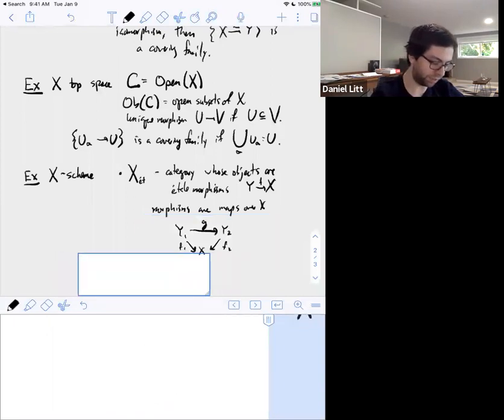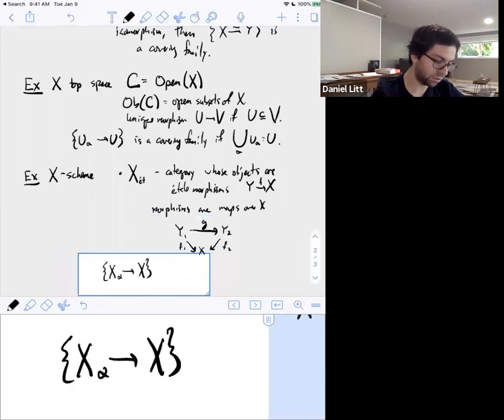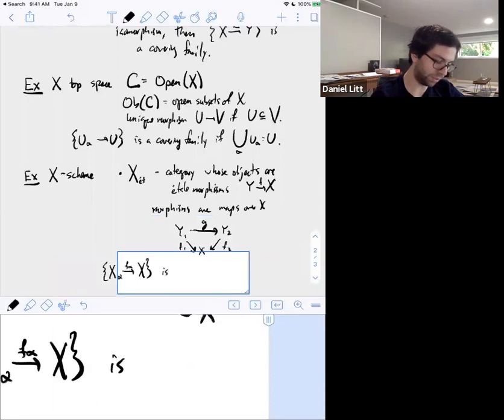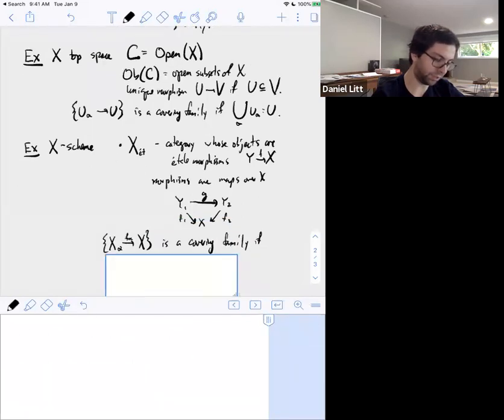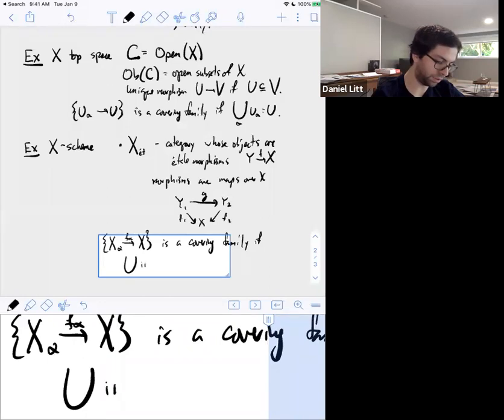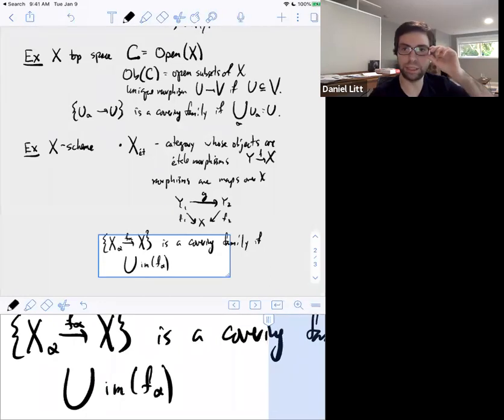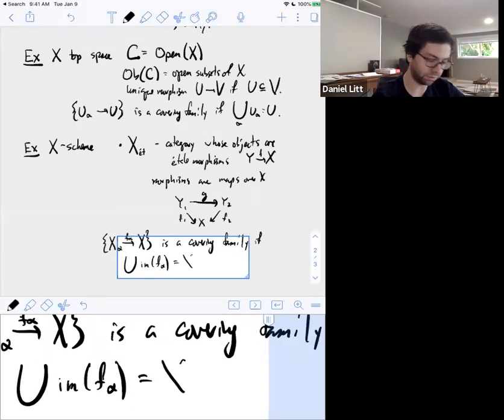Okay, and then what's a covering family? So x alpha to x is a covering family if the union of the images of the f alphas, so here I just mean the set theoretic images at the level of underlying topological spaces, is all of x. Okay, so that's the so-called small Étale site. Are there any questions about that? So this is the site.